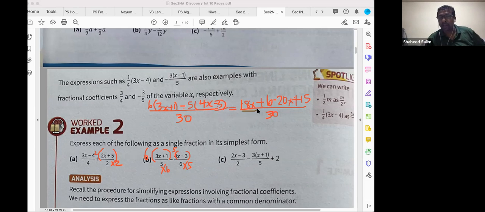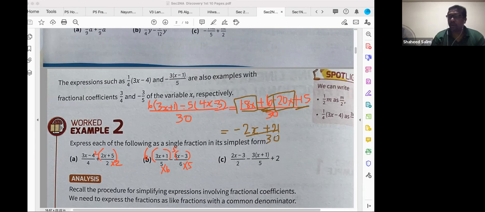So now, look at the x now. This is 18x. This is minus 20x. 18 minus 20 is how much? 18 minus 20 is minus 2x. And then next one, you have $6. You have $15. Altogether, you got $21. You get it now. Okay, I hope you get it, over 30. So, Rahman, you got it very close. But some of you made a mistake in the signs.